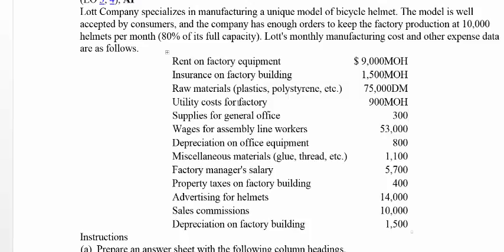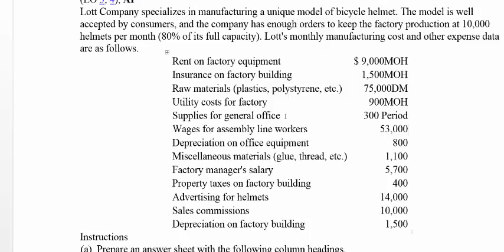Supplies for general office. Notice this says office. It does not say factory. All right, so what did we discuss in lecture? We're going to have product cost and we're going to have period cost. These first four that we've looked at are all directly related to the actual manufacturing of the product. But this general office is a period cost, not a product cost.